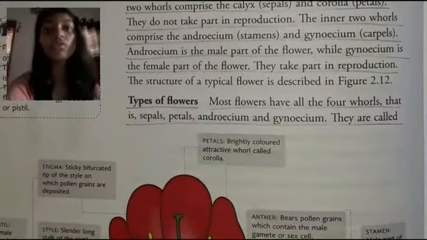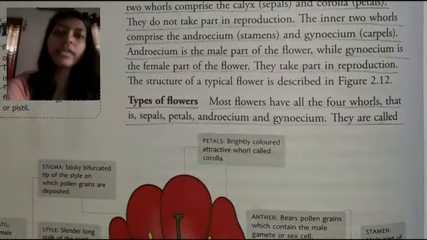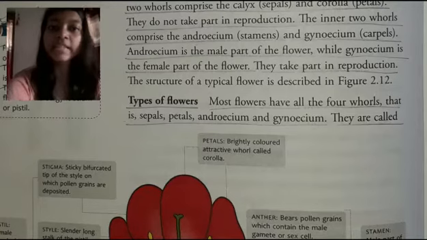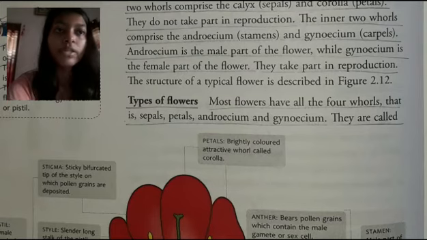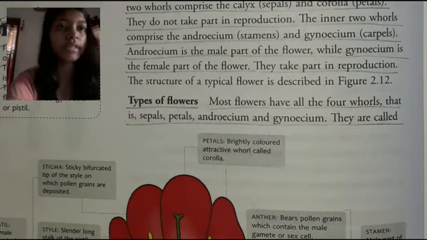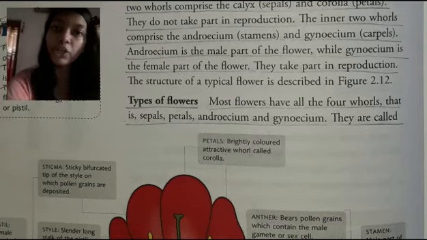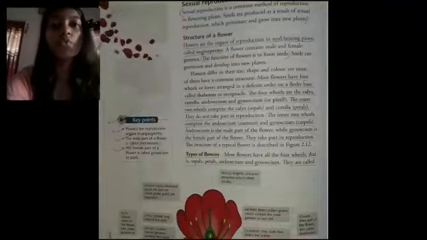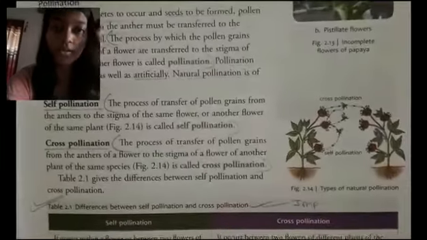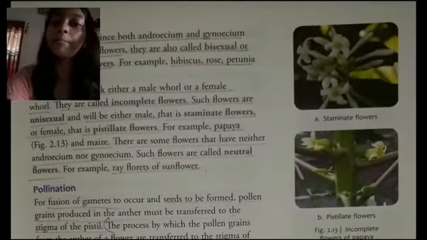Now we are coming to the types of flowers. There are various types of flowers we see in our day-to-day life. So let's discuss that in detail. Most flowers have all the four whorls, that is sepals, petals, androecium and gynoecium. So they are called complete flowers. The flowers which have all the four whorls are called complete flowers.